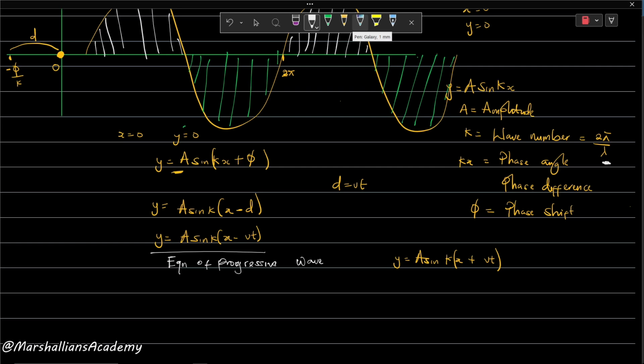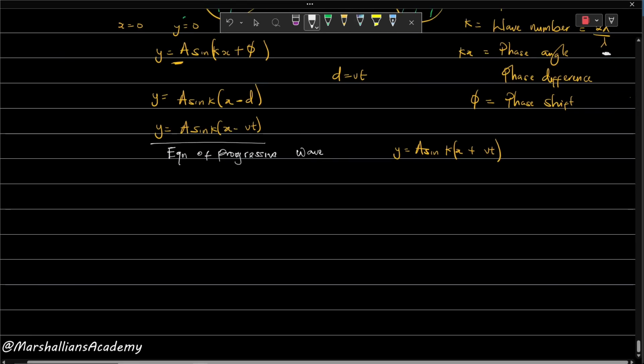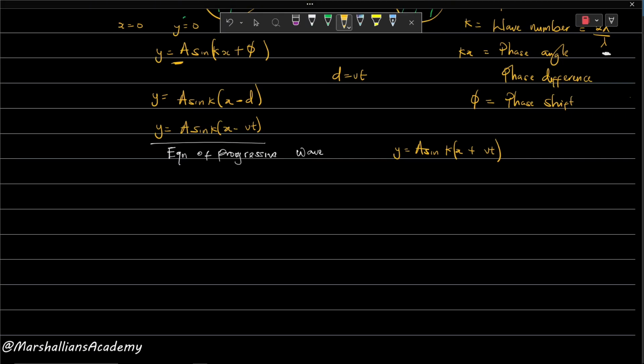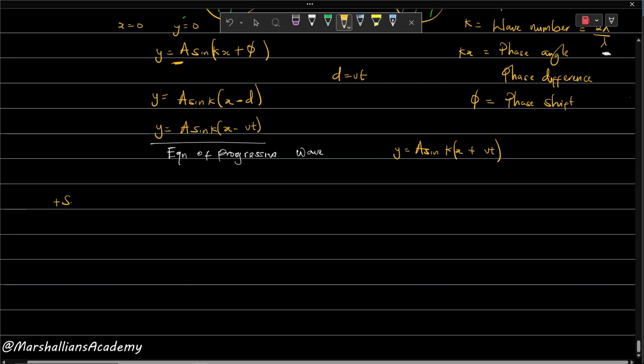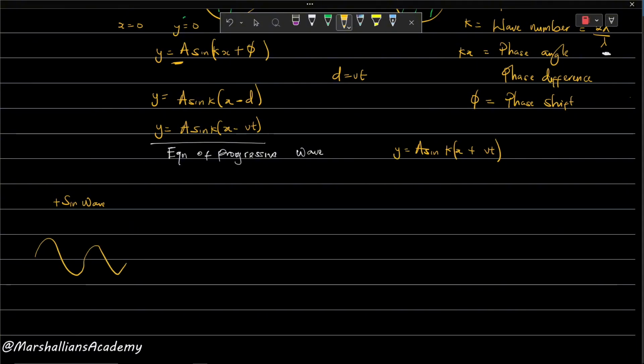I also need to establish something for you. A wave could be a positive sine wave or a negative sine wave. Let me start from a positive sine wave. A positive sine wave means it is moving up before it moves down. It goes to the positive y before going to the negative y. This is a positive sine wave. And this is a negative sine wave. It goes down before it goes up. Do you understand this?